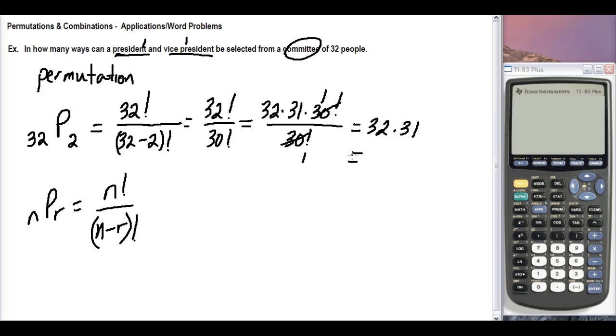Okay? And of course, if we multiply that, we will have 32 times 31, and that will give us 992. And so what this is communicating to us is that out of the 32 people, there's 992 different ways where we can pick a president and a vice president. All right, now let's move on to the next example.